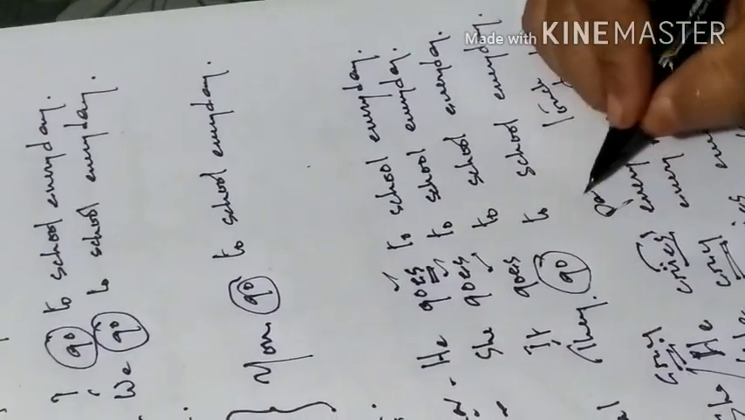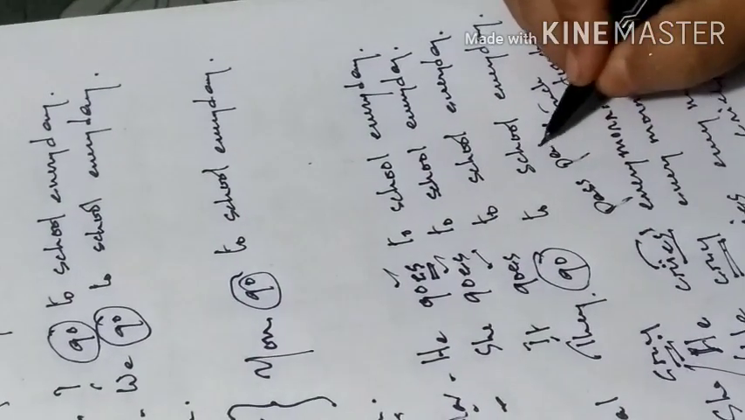Cry will become cries. Touch will become touches. Pass will become passes. And so on. I can give more examples, but let this be enough. And here we see in the first person singular, the sentence, I go to school every day.